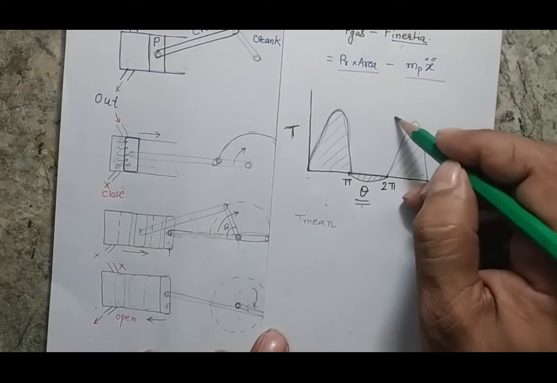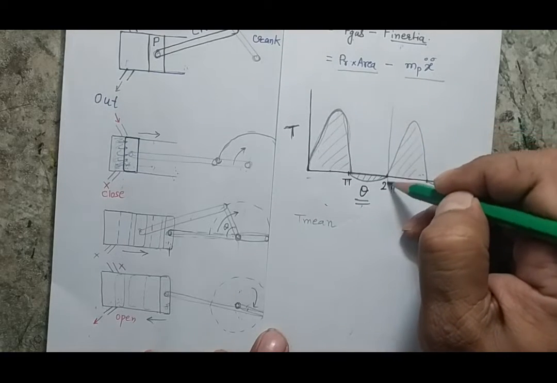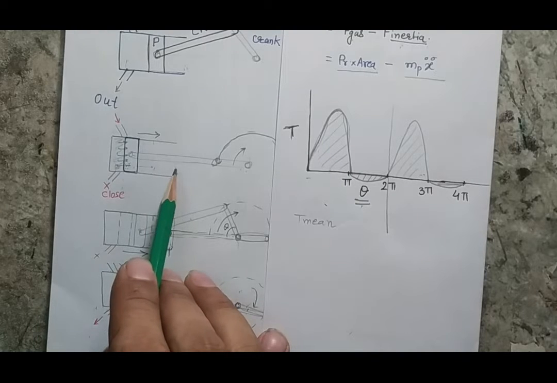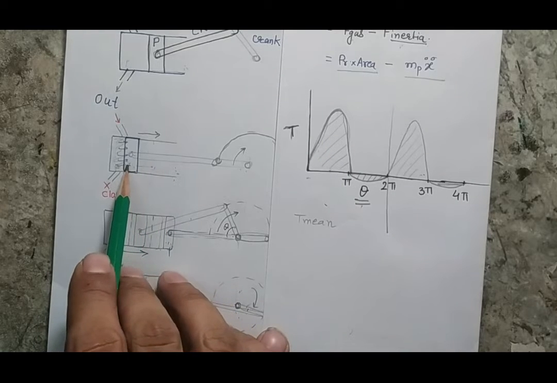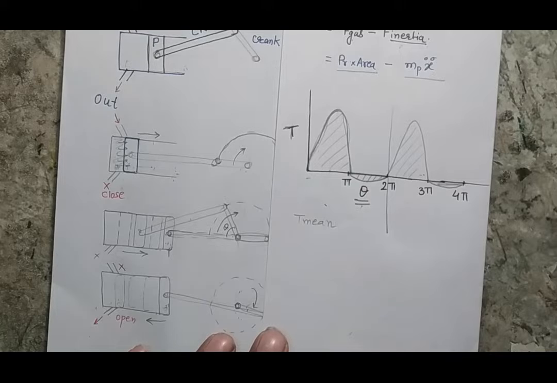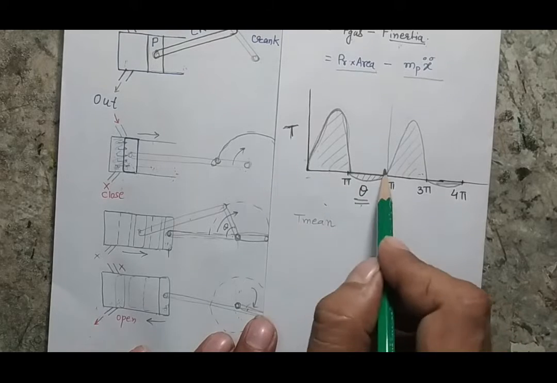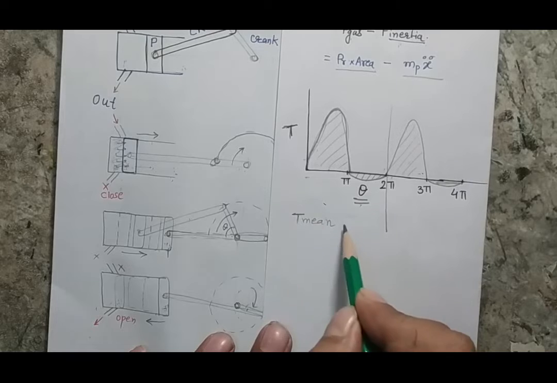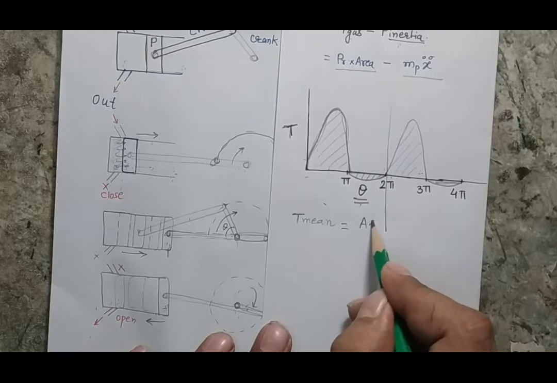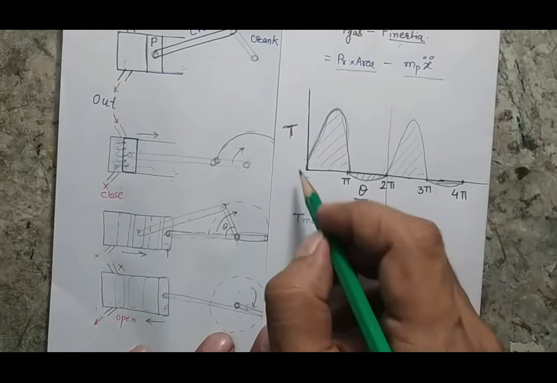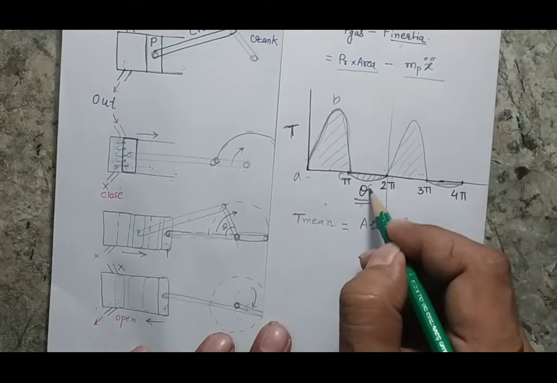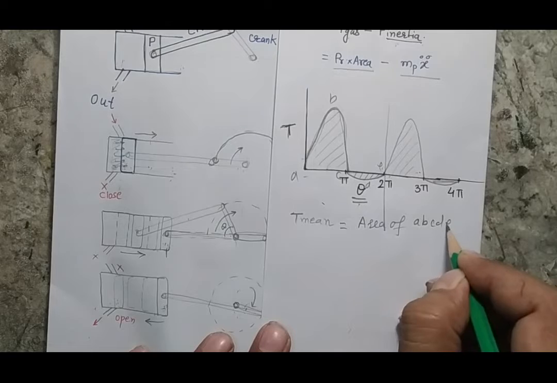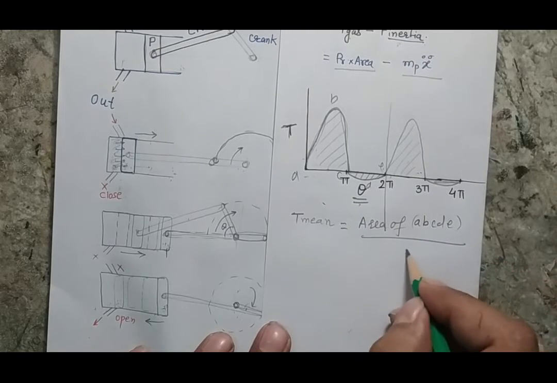Now I can consider that this is one complete cycle. What will happen? The piston will move from here to here, and again go back to its original position. After that, the initial position will repeat itself. So I can consider that for one rotation this is my cycle. And if I am interested in finding the mean torque, my mean torque will be the area of this curve, suppose this is A, B, C, D and E, so the area of A, B, C, D and E divided by the 2 pi value.